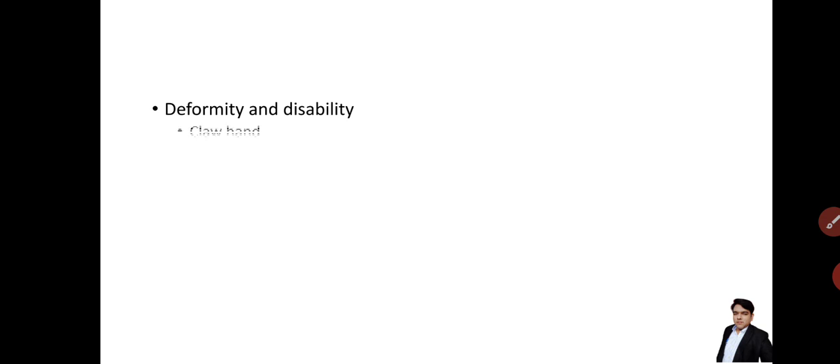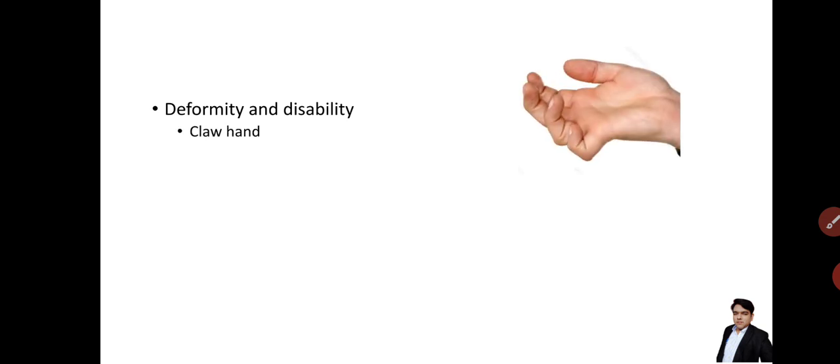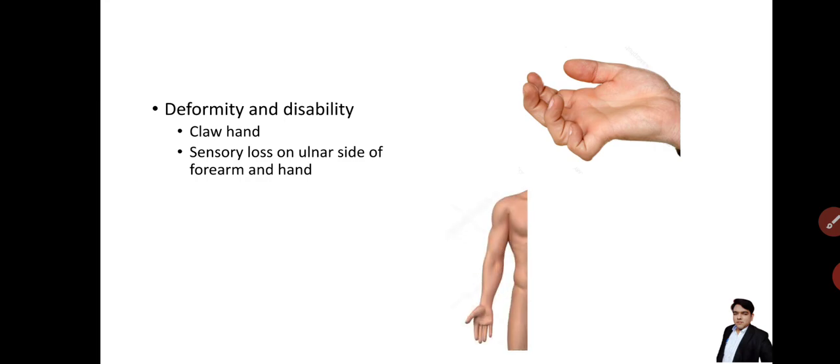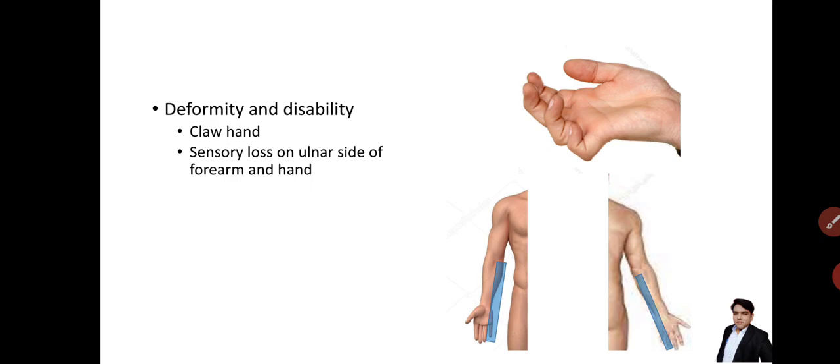So deformity and disability: claw hand like this. Sensory loss on the ulnar side of the forearm and hand. This is the anterior view. So this is the sensory loss area. Posterior view. This is the sensory loss on the posterior aspect. So there is Klumpke's paralysis, and this medial cord injury has the same features except Horner syndrome. Okay, so this is all about the brachial plexus. Thank you.